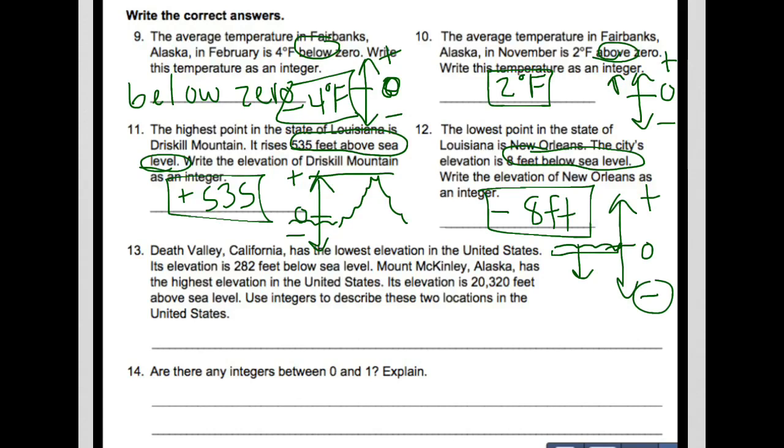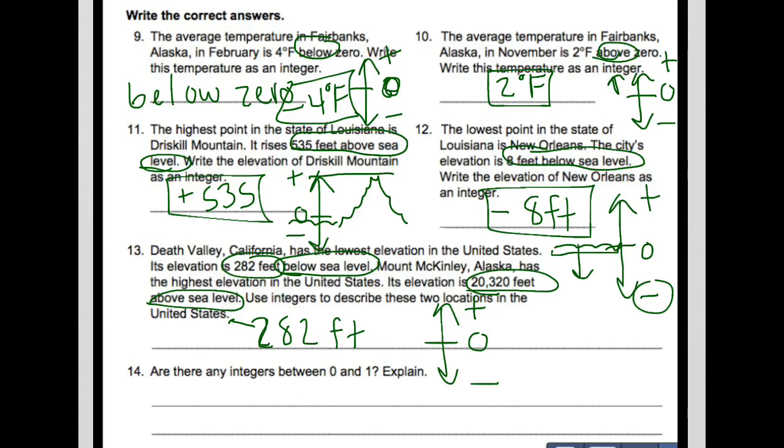So, I know 282 feet below sea level, as we talked about earlier. 282 feet below means, if I put my vertical number line again and put 0 in the middle, negative on the bottom, positive on the top, I'm underneath 0, so I'm at negative 282 feet. And then it says Mount McKinley, Alaska has the highest elevation in the United States. Its elevation is 20,320 feet above sea level. So I'm going to put 20,320, and I can leave my integer as a positive 20,320 because it's above sea level.